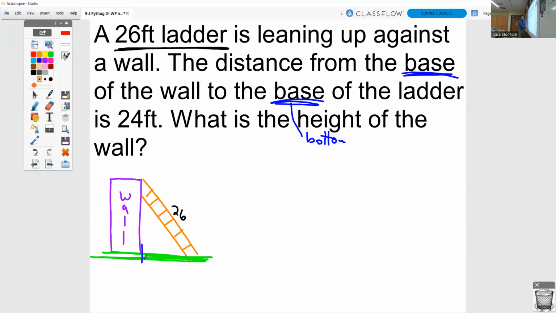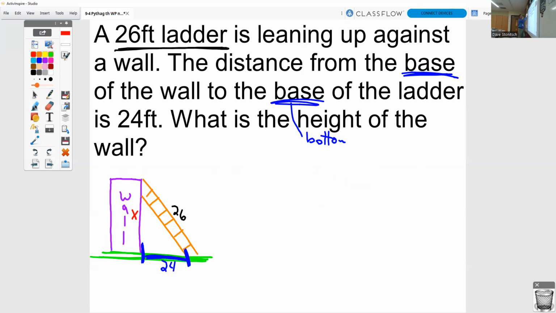Where are they talking about? They're talking about this distance right here, from the bottom of the wall to the bottom of the ladder. The base of the wall to the base of the ladder is 24 feet. What is the height of the wall? So the height of the wall is what we're looking for.